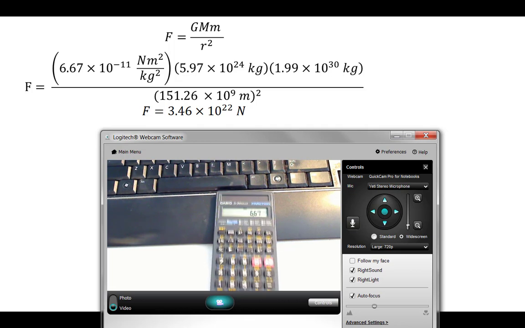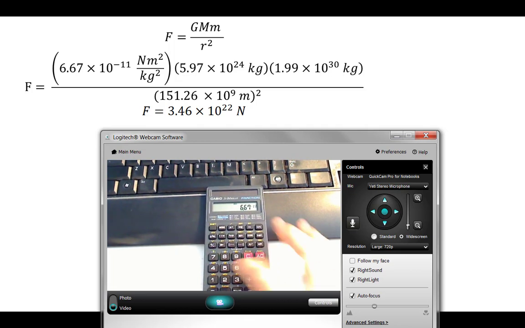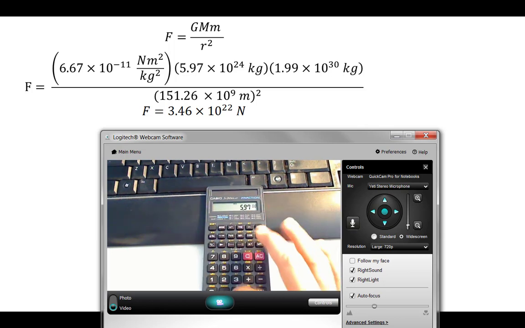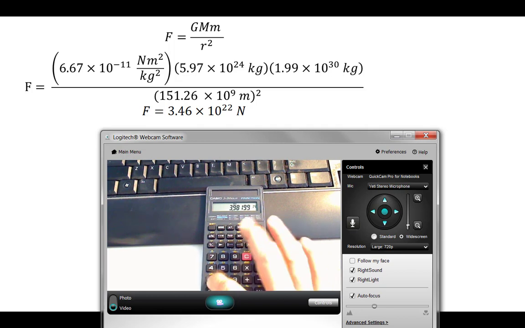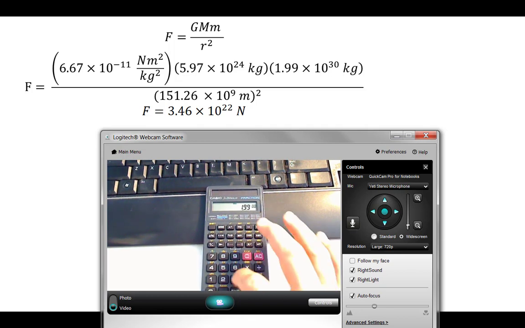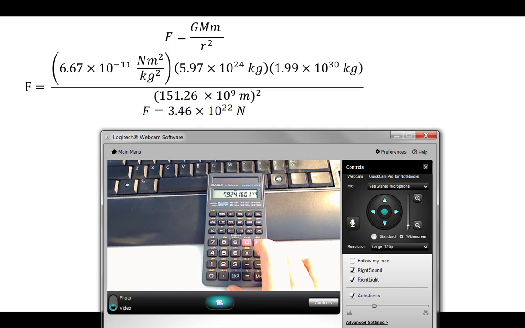Ah, there's an EXP button hiding at the bottom. That is the button we want. So now we can just enter more easily. So 5.97 E24 times 1.99 E30 equals, there's our 7.92 times 10 to the 44. I knew there had to be a button. I just wasn't looking for EXP at the very bottom. Do you see it down there?